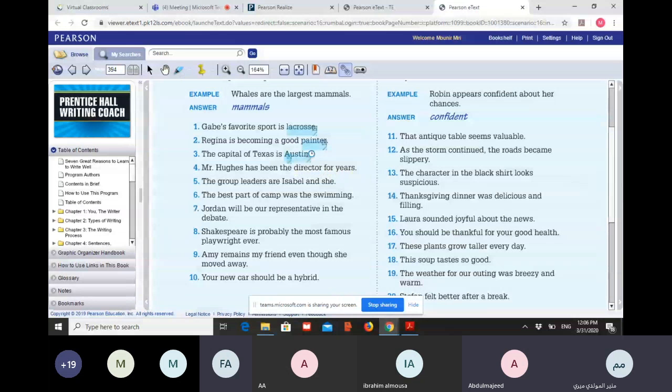Mr. Hughes has been the director for years. Excellent. The director. Very good, Abd Majid. The group leaders are Isabel and she. Excellent. What is this? It is a compound predicate noun.